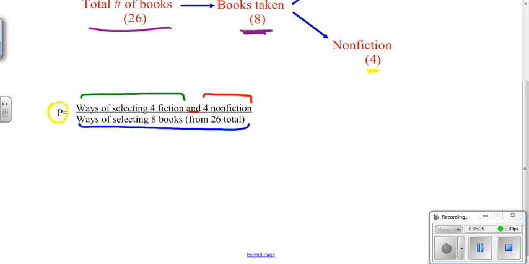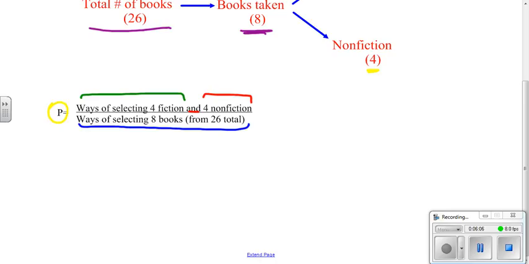If we want to look at the ways of selecting 4 fiction books, remember we said that there are 16 fiction books total, and it doesn't matter what order. You could grab Harry Potter 1, 3, 7, and 2, or you could grab Harry Potter 2, 7, 1, and 3. It's the same ones. So the order of the books doesn't matter, but they do all need to be fiction, and then how many ways can we select 4 nonfictions.